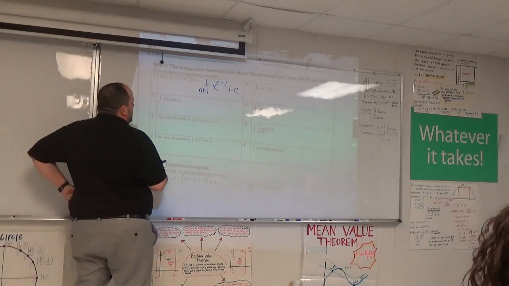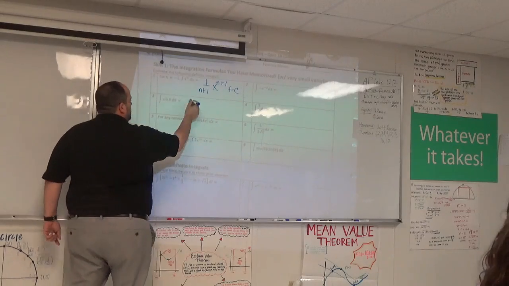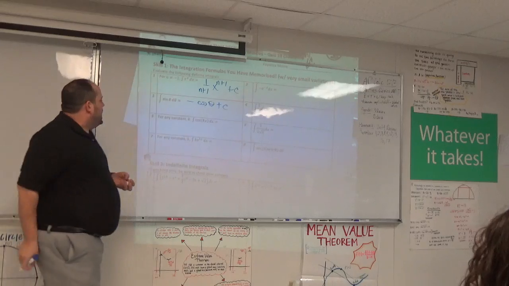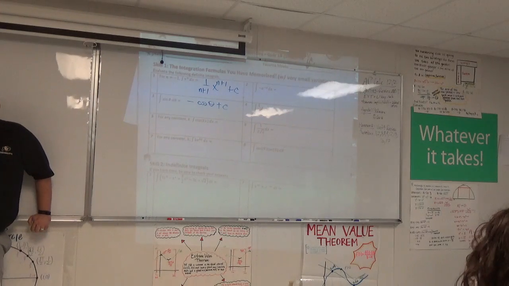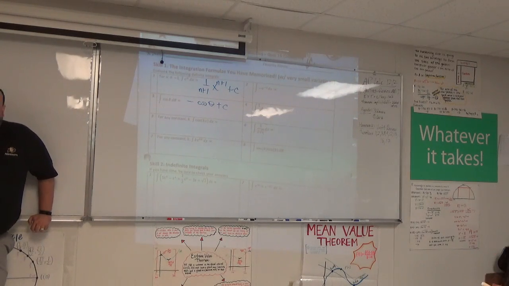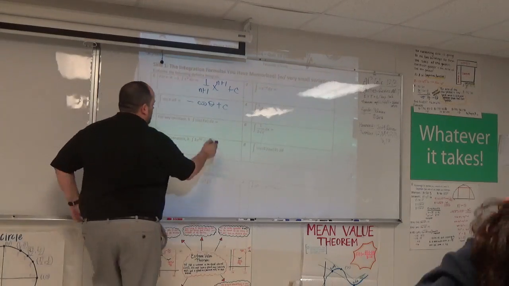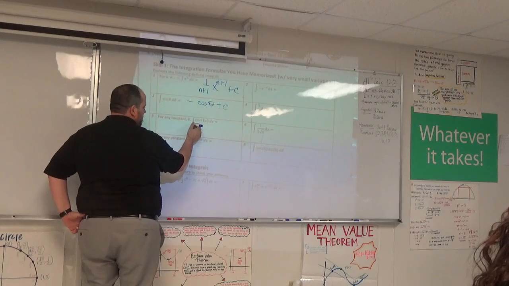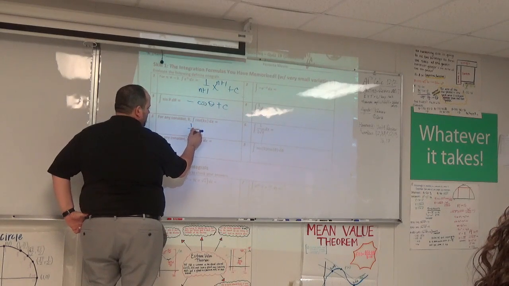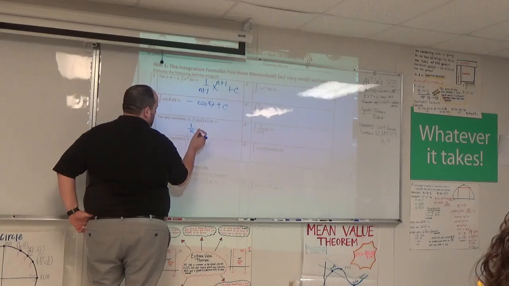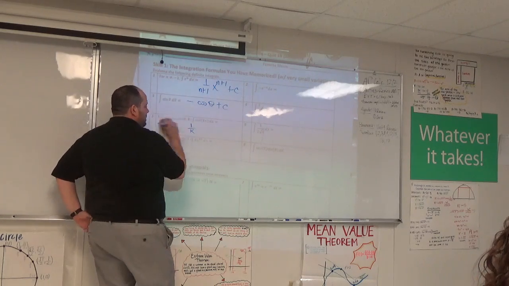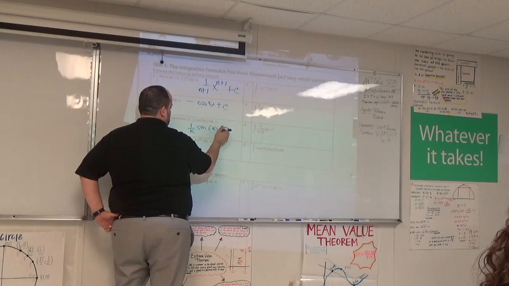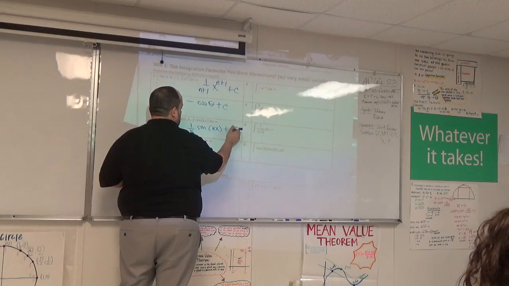Aaron, what you got? Negative cosine theta plus c. Nice. Integral of cosine kx, where k is a constant. Andrew, what do you got? 1 over k sine kx plus c.